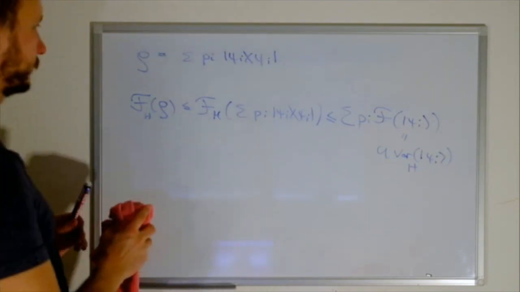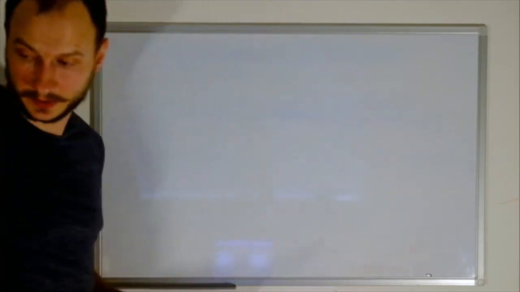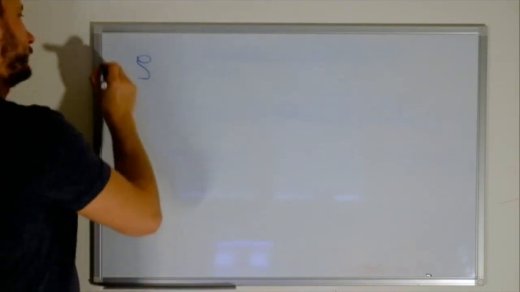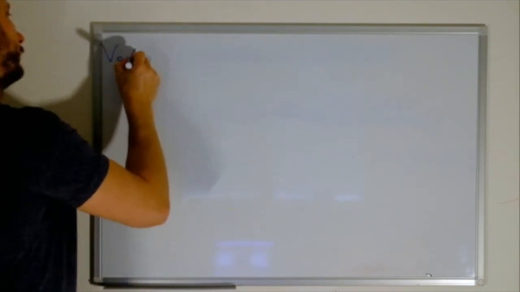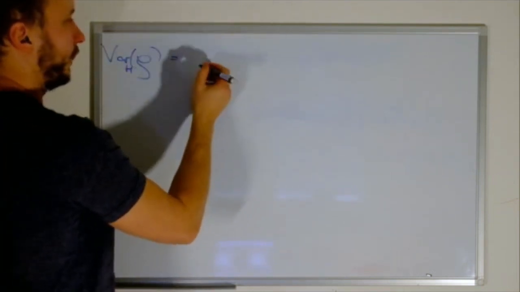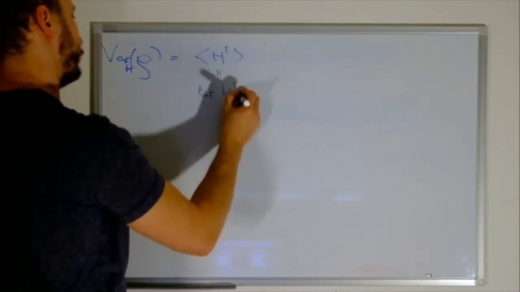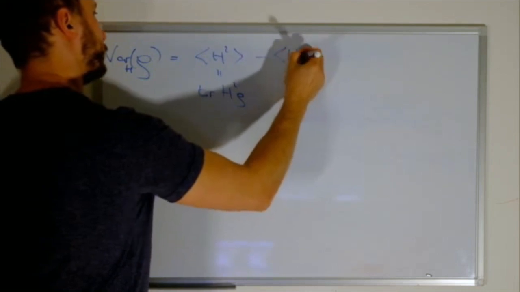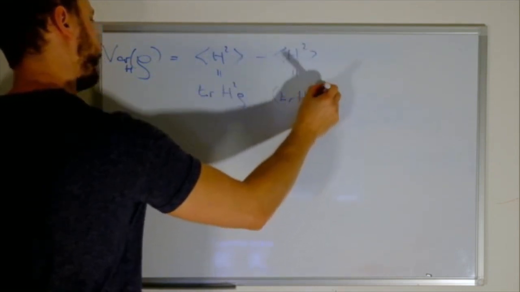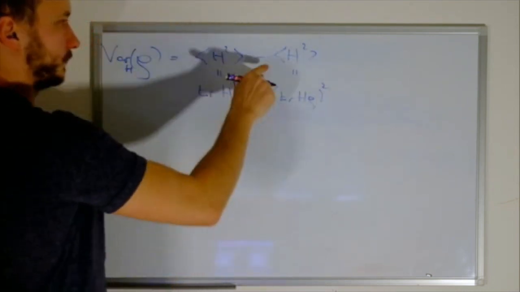So let's first write down the variance of a density matrix. This is the variance of the density matrix on H. It's just given by the average H squared, so trace of H squared on rho, minus the average H, squared, which is trace of H on rho, squared. Yeah, this is what we have from here.